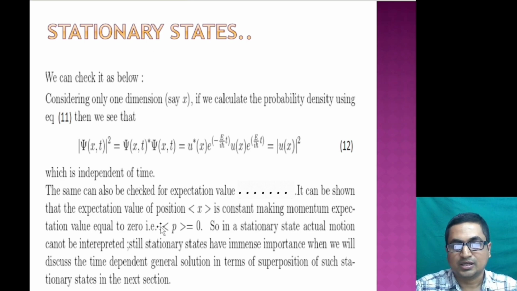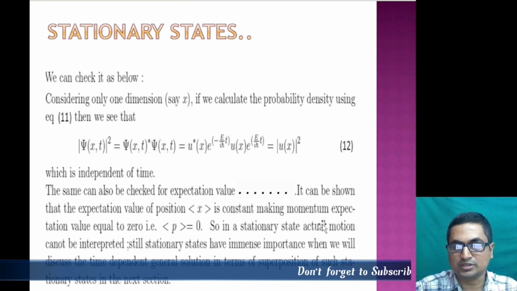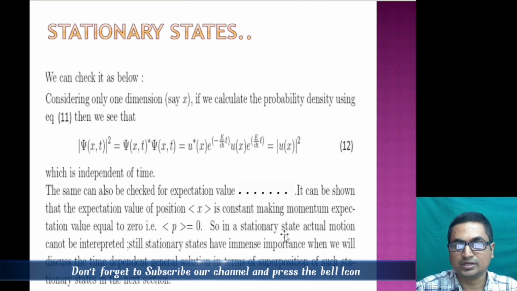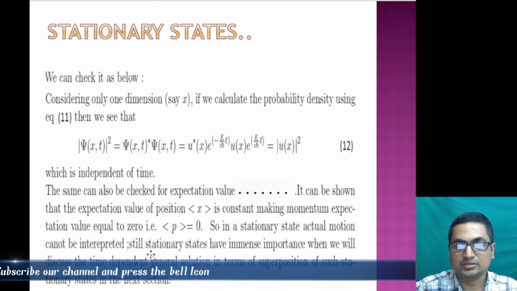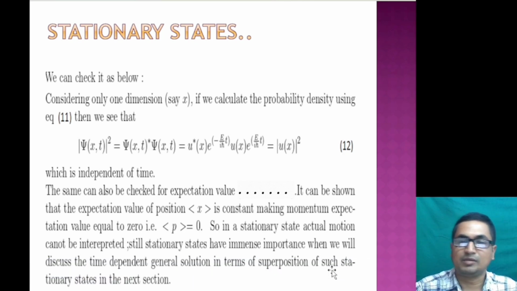You can also take the expectation values: the expectation value of position is constant for stationary states, and the momentum expectation value is 0. This concludes that in a stationary state actual motion cannot be interpreted, but still the stationary state has immense importance when we discuss the time-dependent general solution in terms of superposition of stationary states in the coming time. So stationary states are very important.